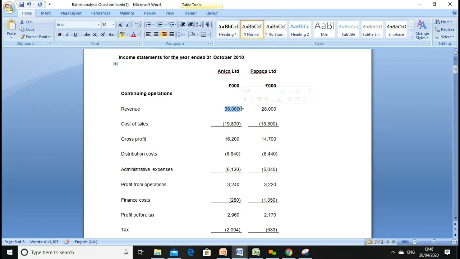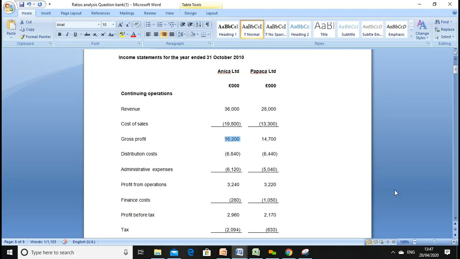For the two companies, we've been given the revenue and the cost. So we can see how much the revenue was last year and this year, how much the cost is and how much the profit is. Anika's profit is more than Papika's. So we can compare one company with the other company. We can compare one company's two years of statements as well, or look at both companies over two years. So that's what we need to look at.